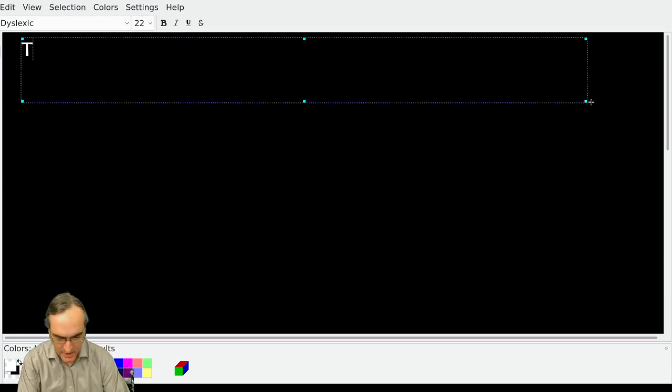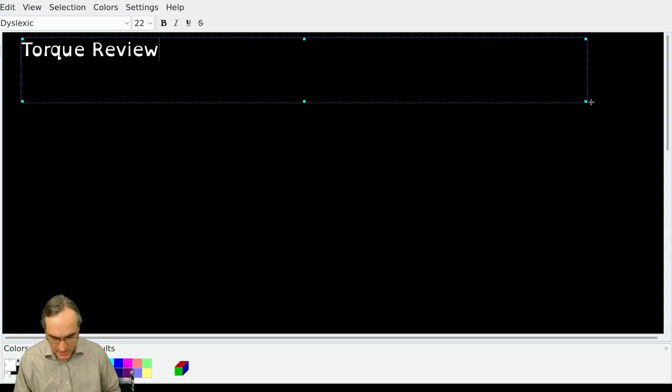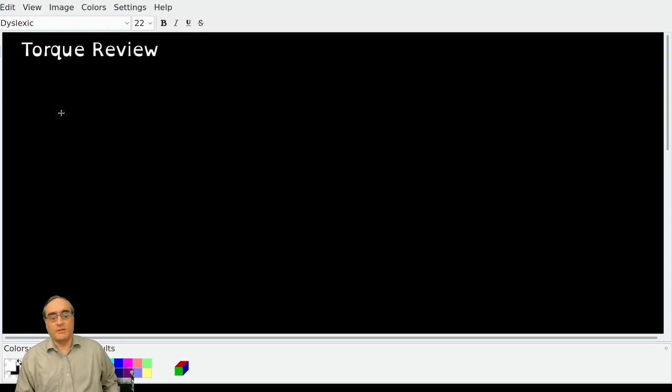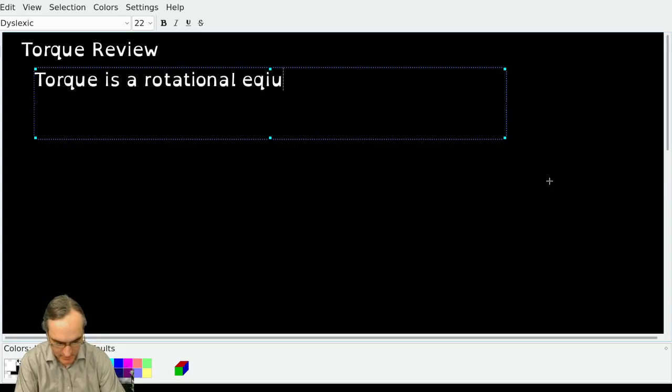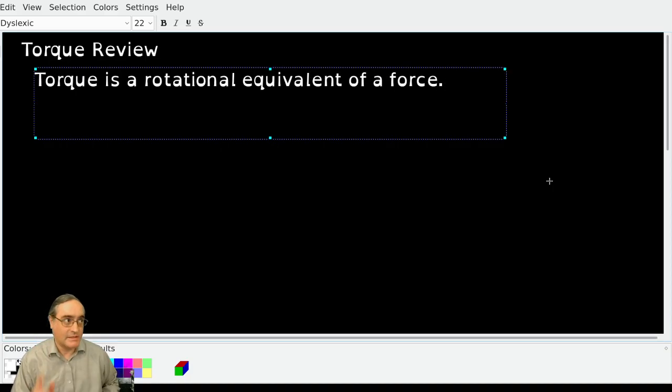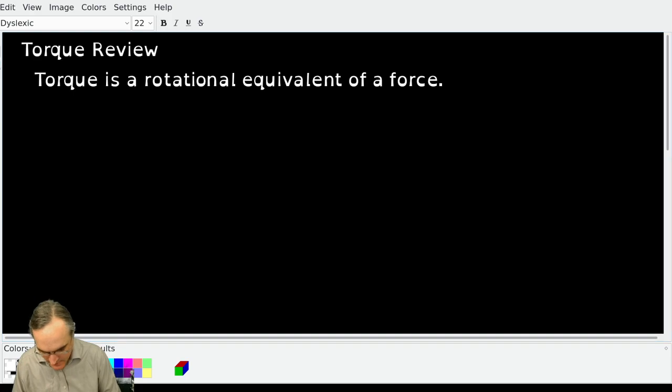We're up to a torque review. So torque is the rotational equivalent of a force. I do want to kind of cover that. That is an important thing to remember, but it involves a cross product, which does make it harder for us to work with. So what is torque?